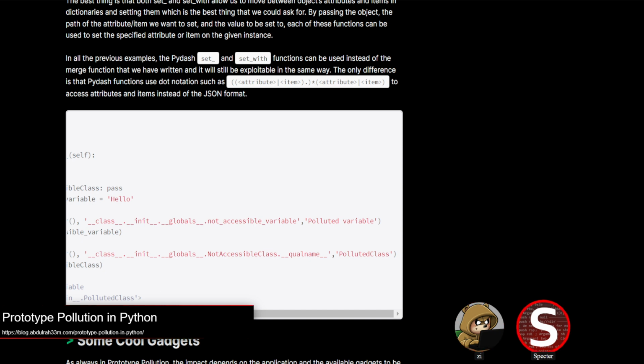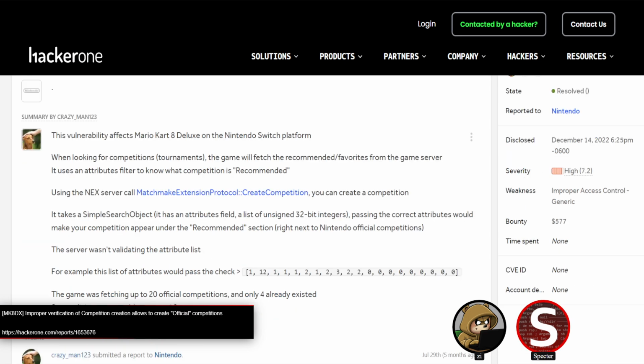All right, so our next vulnerability is a bit of a fun one coming out of HackerOne from Nintendo's bug bounty on a vuln in Mario Kart 8 Deluxe on the Switch, which is pretty interesting because I think this might be the first time we've covered a Nintendo bounty. I can't recall when we've covered one before.